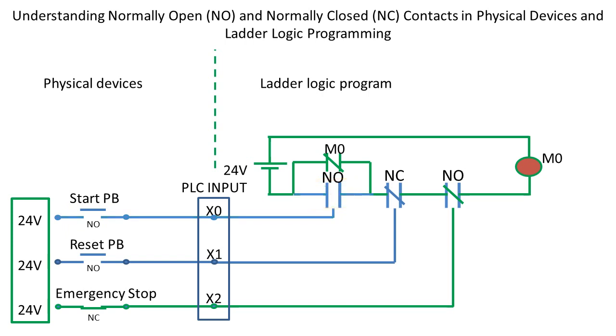Alright, now, if we press the Reset Push button, a 24-volt signal is directed to the X1 input, causing the contact linked to X1 in the ladder program to open. As a result of this, M0 returns to a low state. Even after releasing the Reset Push button, M0 will not return to a high state until we press the Start Push button again.